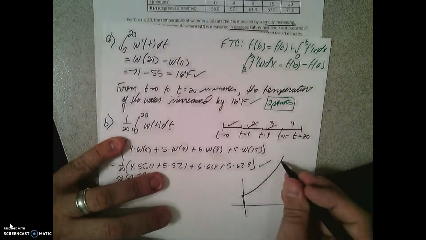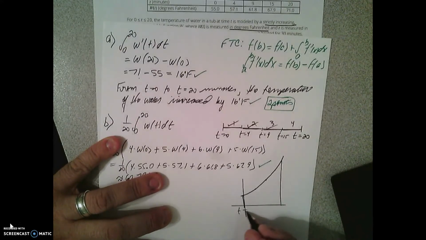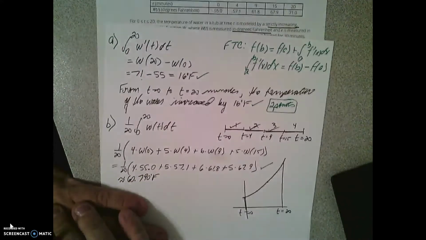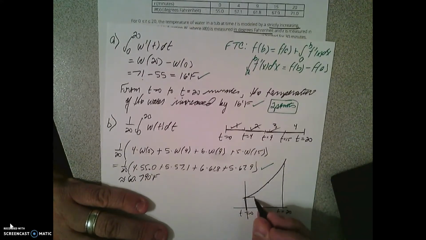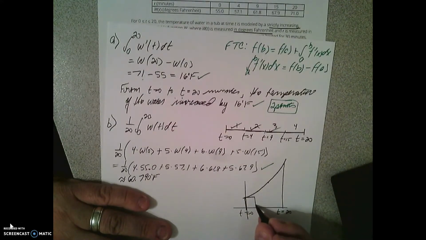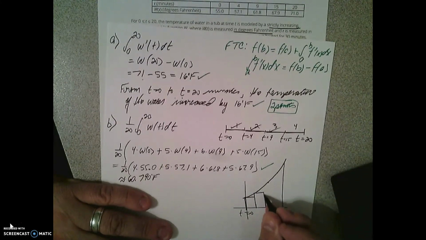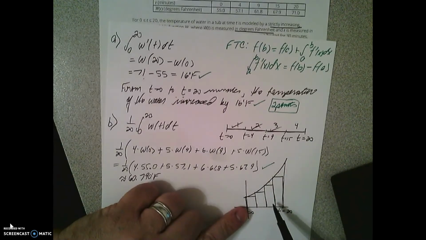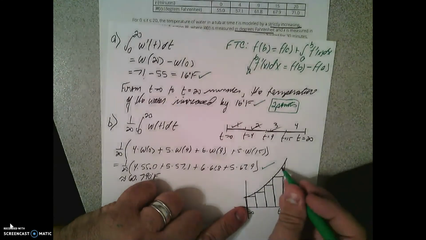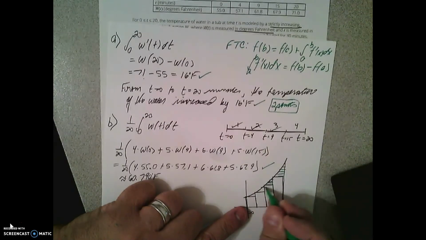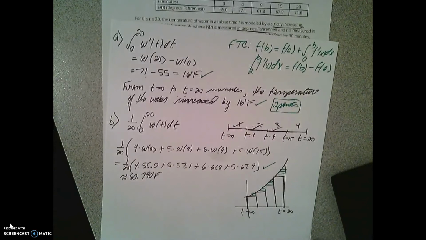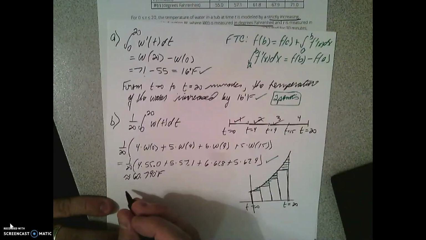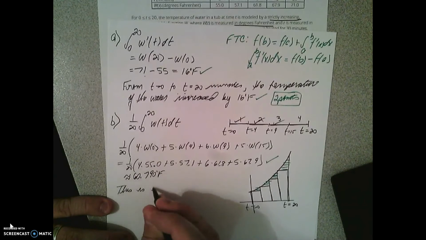We're going from 0 to 20. So here's t equals 0, here's t equals 20, and we're using the left endpoint method. For each subinterval, use the point on the left, go up to the curve, over and down. Point on the left, up to the curve, over and down. I can see that this is going to have to be an underestimate because my rectangles are not capturing this area.